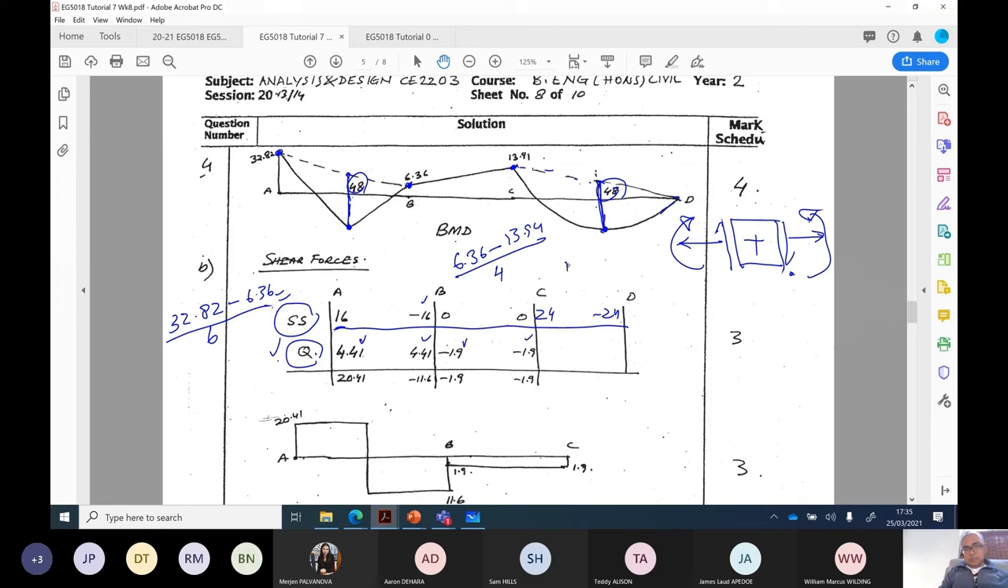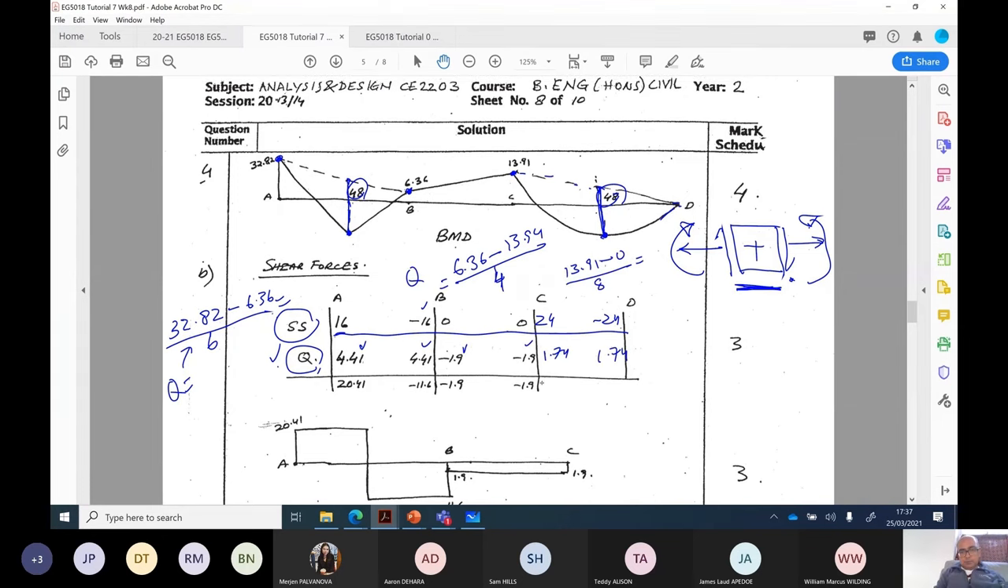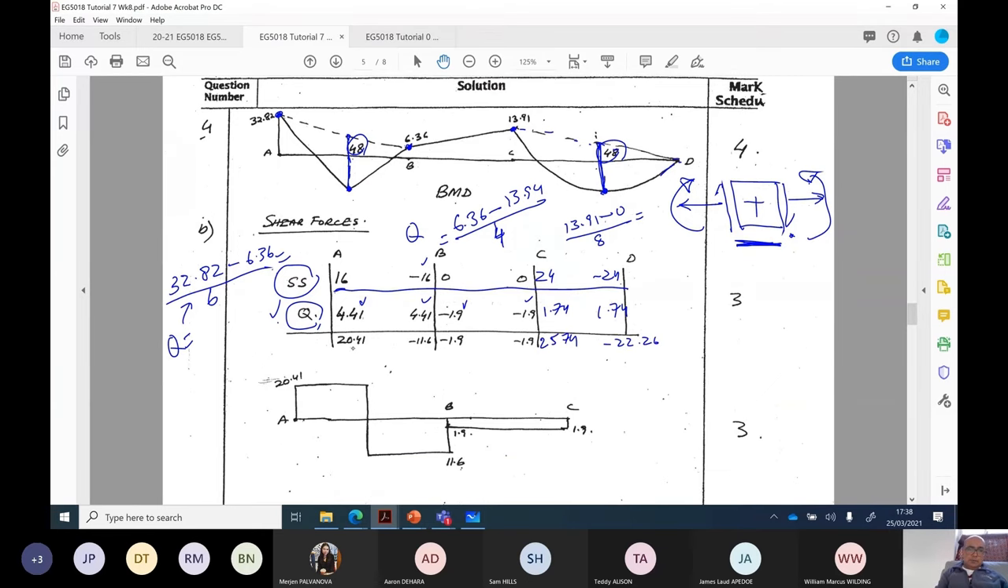For C and D, again, you will take the left side moment, 13.91. Take away the right side moment. We have nothing on the right side. Dividing it by 8, which is the span, will give you 1.74. It will give you 25.74. I will start from here, so 20.41, and then between point A and the point load, I have this 20.41.